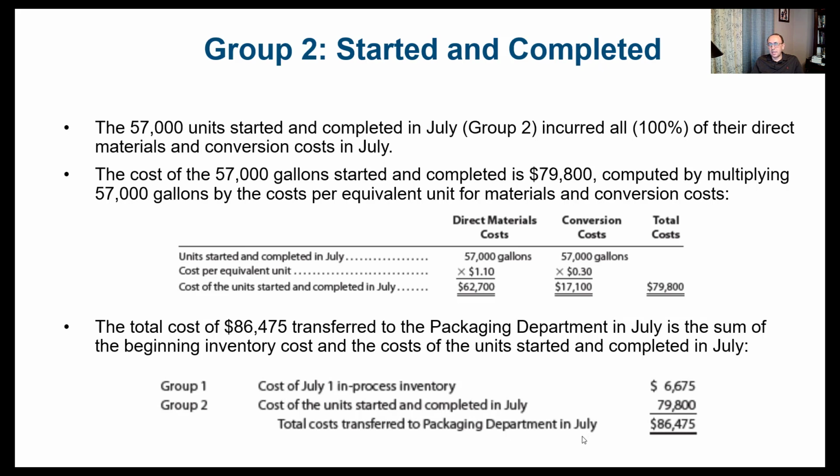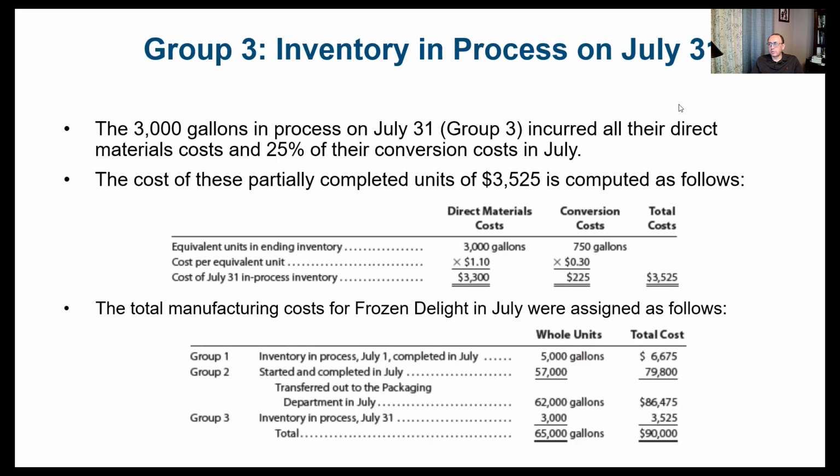Now let's see the last group, Group 3, the inventory in process on July 31st. We know the total cost, which is $90,000, and we subtract from it the $86,475, which is the amount of the cost transferred out to the packaging. Now we can know the inventory in process cost that's still in our ending balance. These represent 3,000 gallons. But we're going to do the math the same way we've done it for Group 1 and 2.